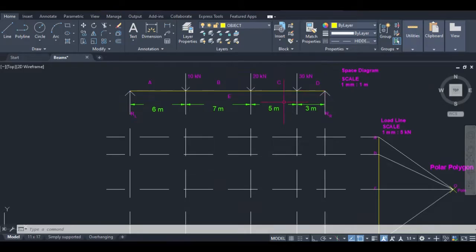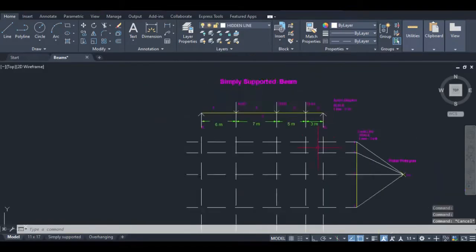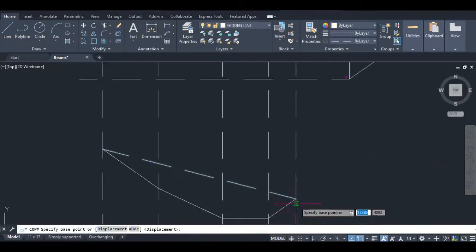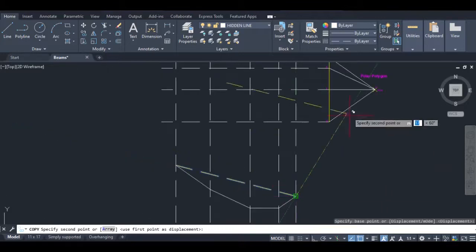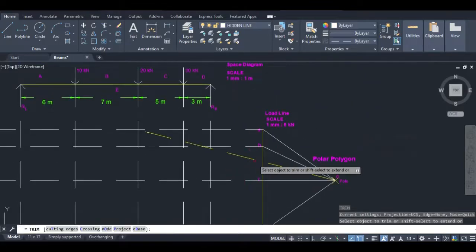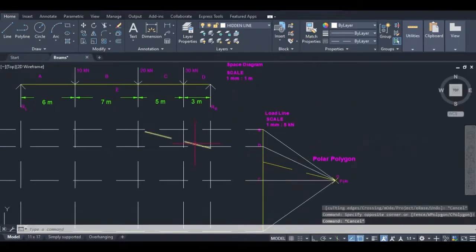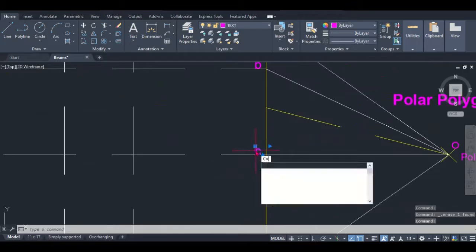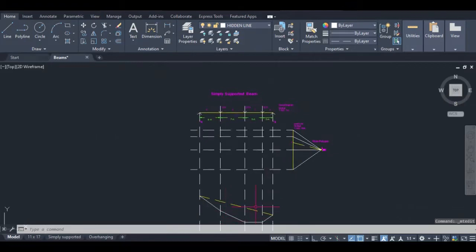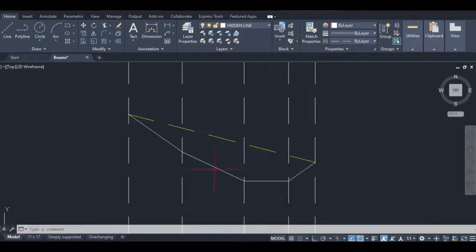Now this is a simply supported beam, and so that is space E. Space E captures that span, but we don't have E on our diagram. Don't worry. What we do, we copy this line now, and this time we're copying it from this end, and we're going to paste it at the pole. And then we're going to trim it to where it passes our load line. And then I'm going to label. And that now is E, the closing side of the polygon. So I'm going to go ahead and label each member of this polygon and then get right back with you.